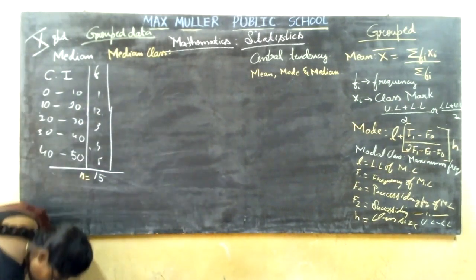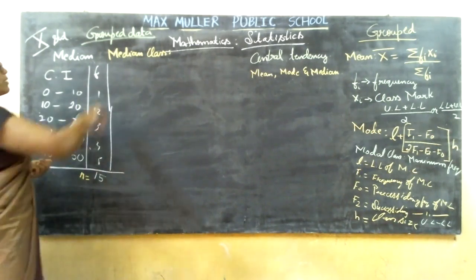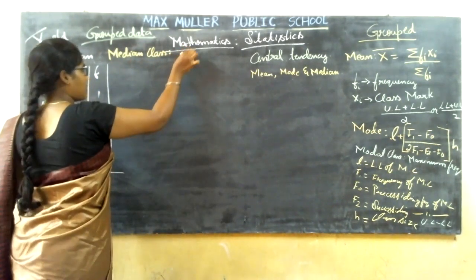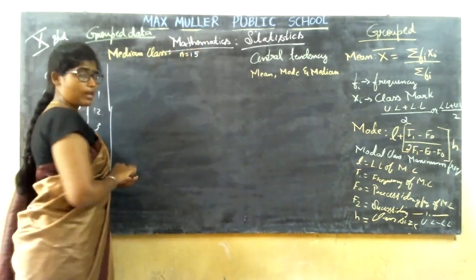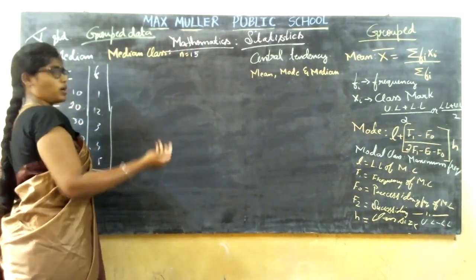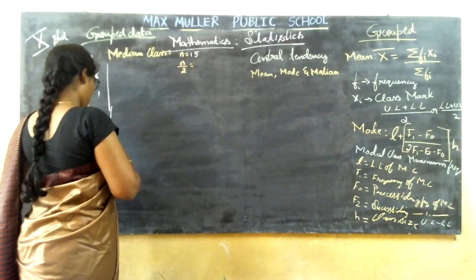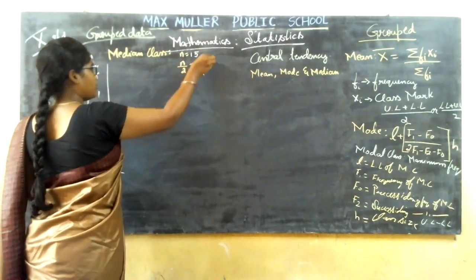Now, this sigma Fi is taken as n here. The sigma Fi is taken as n. Okay? Then what is the median class? It depends on n. How much is the value of n? The value of n is 15. Okay, fine, 15 I have got. Then you are going to do n by 2. So 15 by 2.